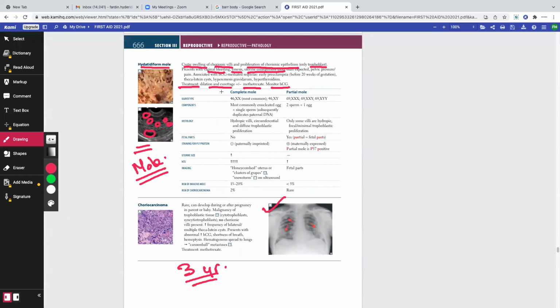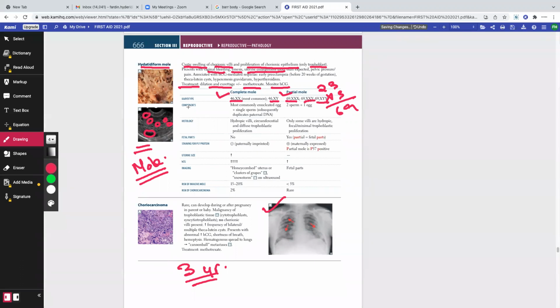Now, it's not as simple as that because moles are of two types. There could be a complete mole or there could be a partial mole. A complete mole is the most common type, which has a normal genotype. A partial mole is one where we have 2 sperms and 1 egg. So there is a triploid set. You have 23 times 3. You have 69, right? 3 3s are 9, 3 2s are 6. So 69 XXX, XXY, or XYY, as simple as that.